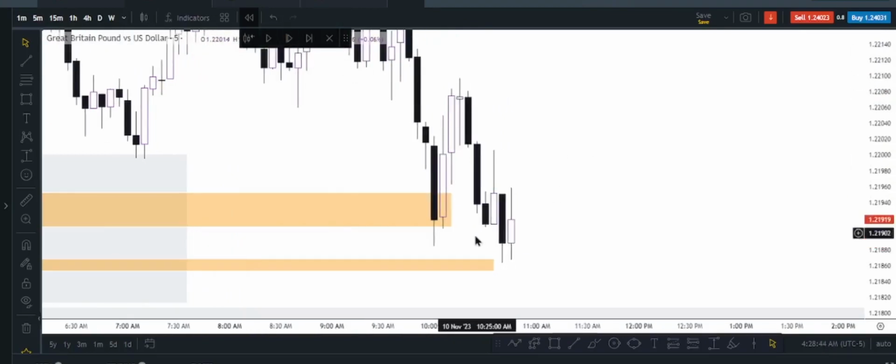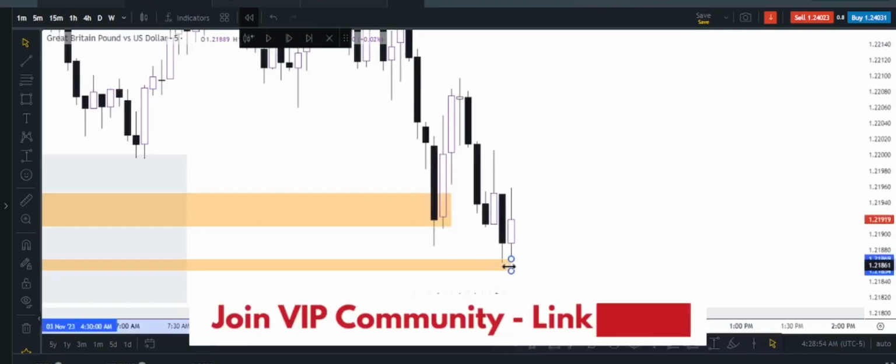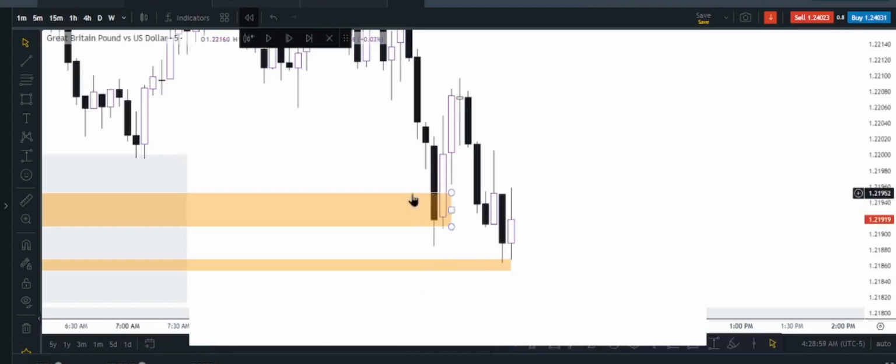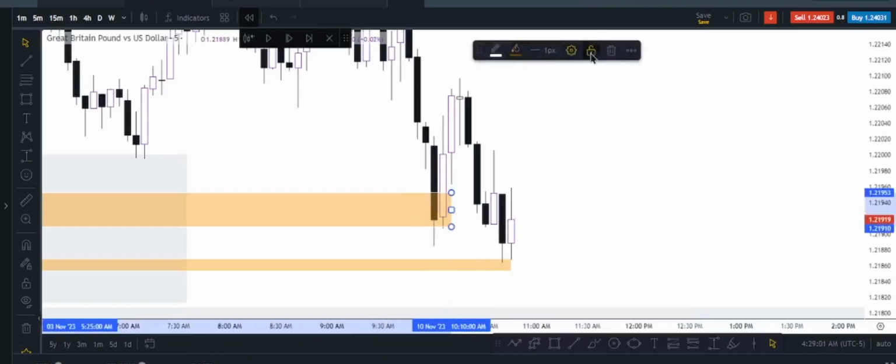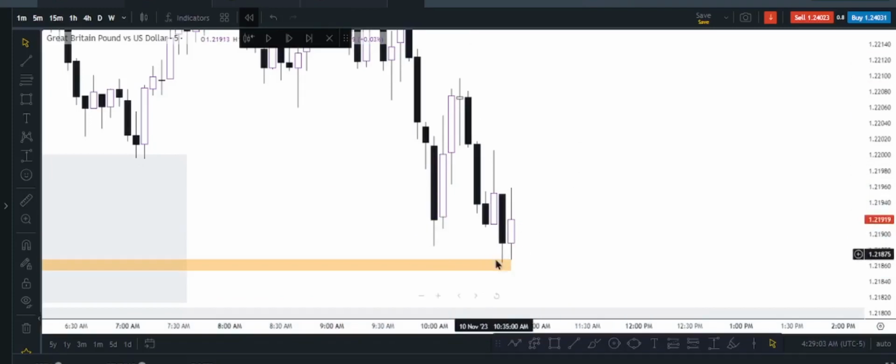Okay, as you can see, it took out that low. It closed below this very refined OB here and came straight into this. I think it came straight into this. Yes, it came straight into that one. All right, so this one is nullified because price has closed below it, so we can remove that. This is the one we can work on.